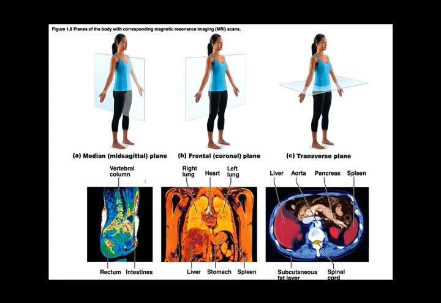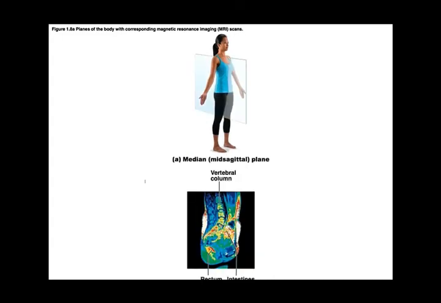And below you can see when the body is cut, it is clearly visualizing the radiological finding or the MRI scans of the body, which is clearly showing the rectum and the intestines, and you can see the vertebral column also. So it is exactly dividing the body into half. So that's why it is called the medial plane.